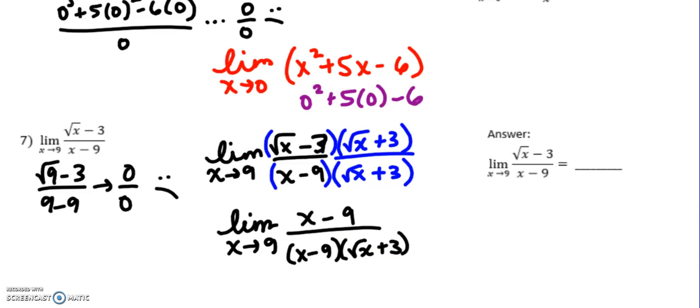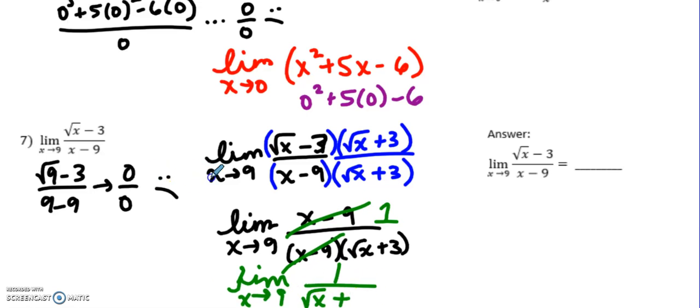And so I want to be able to see my denominator, because here I am canceling out the problem spot from when I substituted in 9. So now I have a brand new limit. Limit as x goes to 9 of 1 over the square root of x plus 3. When I try substitution, 1 over the square root of 9 plus 3 becomes 1/6, and that's my final answer.